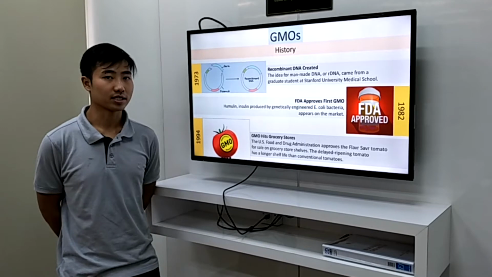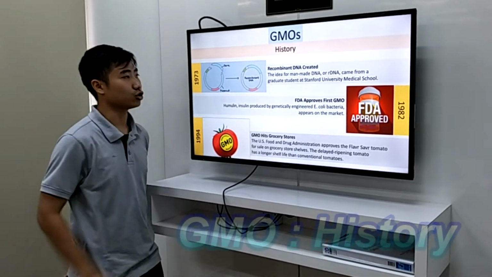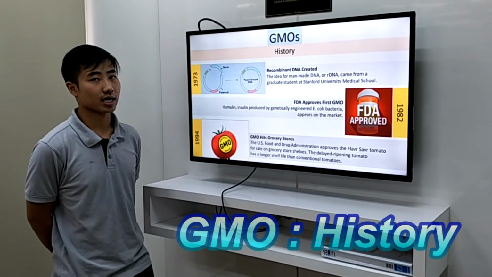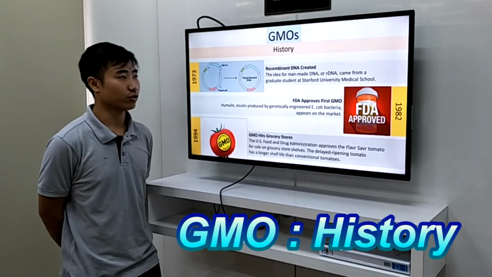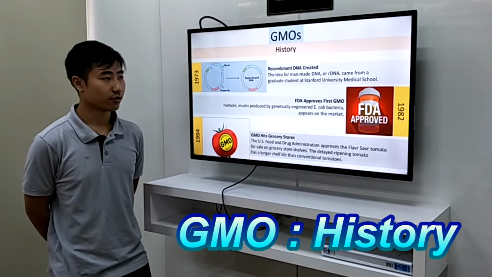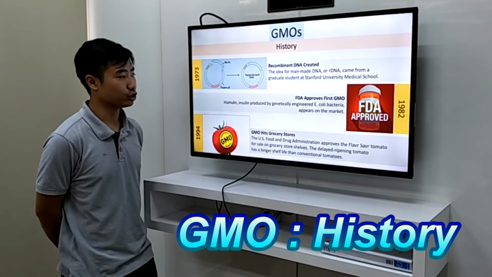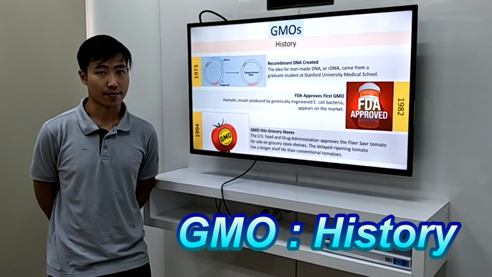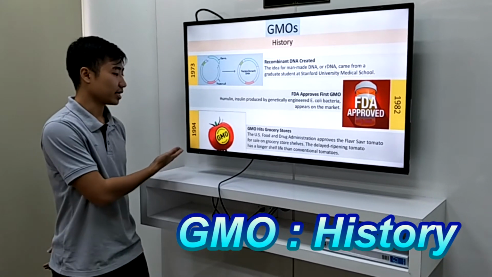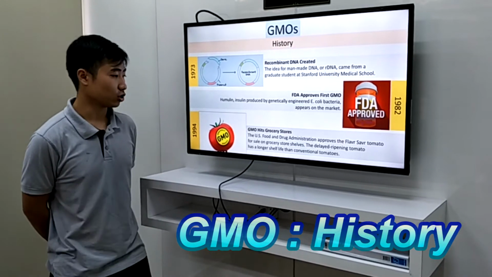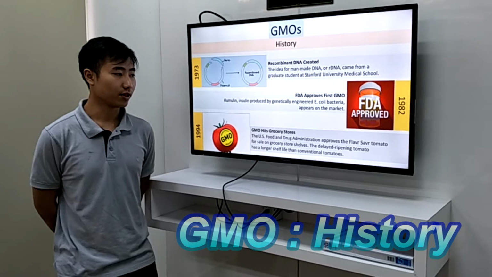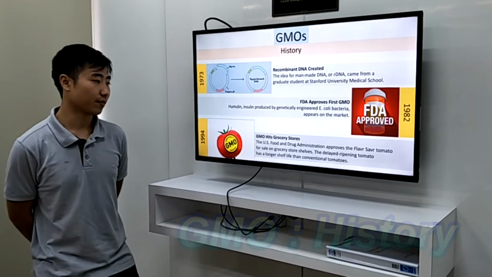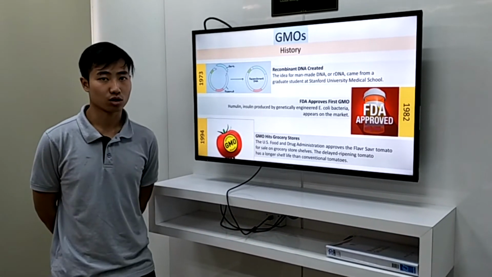Now I'm going to talk about some history of the GMO. In 1973, recombinant DNA was created. The idea of man-made DNA, or rDNA, came from a graduate student at Stanford University Medical School. Further, in 1982, the FDA approved the first GMO. Human insulin produced by genetically engineered E. coli bacteria appeared on the market. Further, in 1994, GMO hit the grocery store. The US Food and Drug Administration approved the Flavr Savr tomato for sale on grocery store shelves. The delayed-ripening tomato has a longer shelf life than conventional tomatoes.